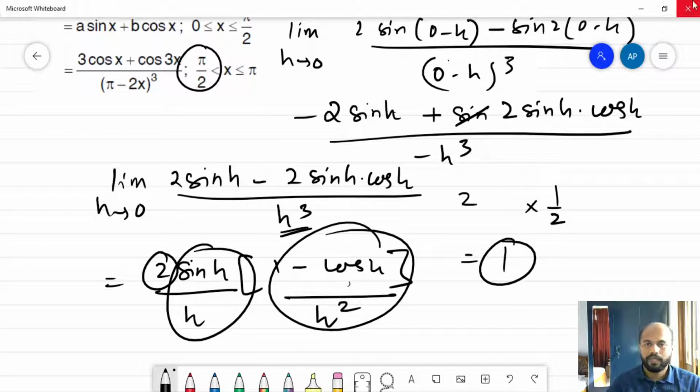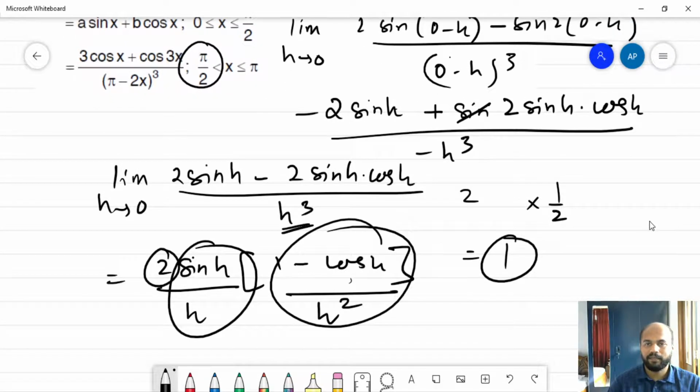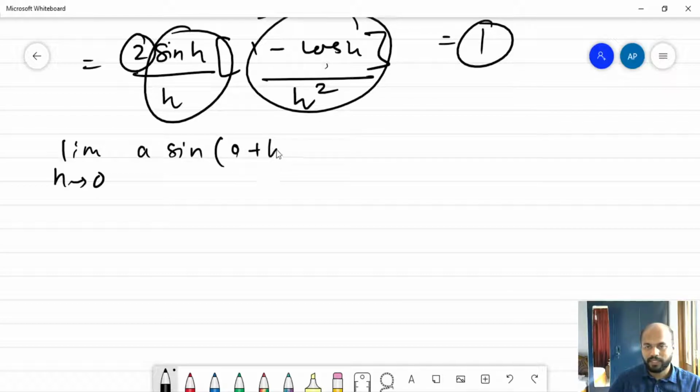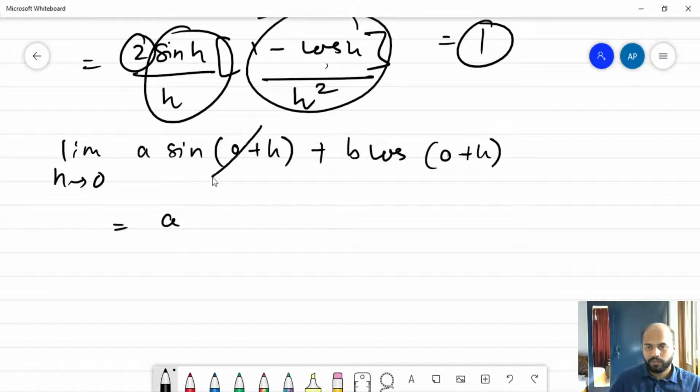Then let us see the right hand limit, that is a sin x plus b cos x. So limit h tending to 0, a sin of 0 plus h plus b cos of 0 plus h. Now put h as 0, and here this would be finite: a into 0 plus b into 1. So overall we get b, which means that the value of b is 1.